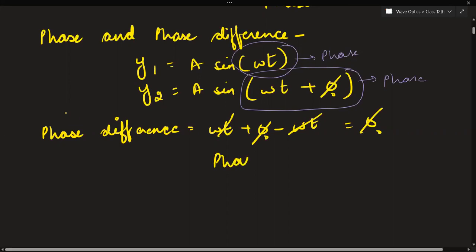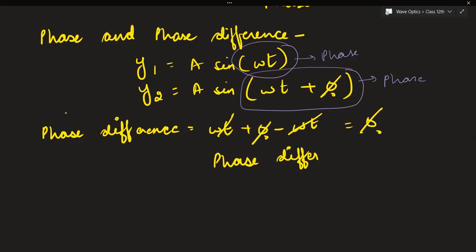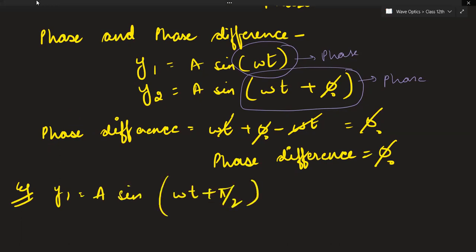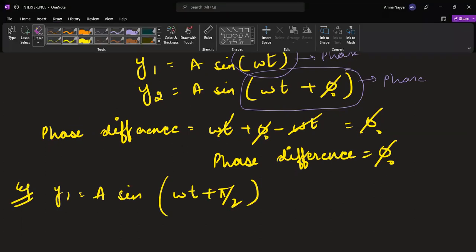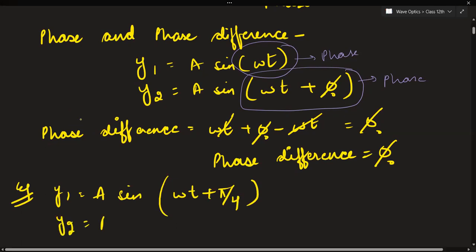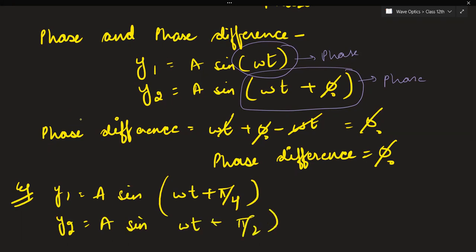So always remember, the symbol used for phase difference will be phi naught in your equation. For example, let's take y1 as A sin(omega t plus pi by 4) in one equation, and in the second equation, let's take y2 as A sin(omega t plus pi by 2).